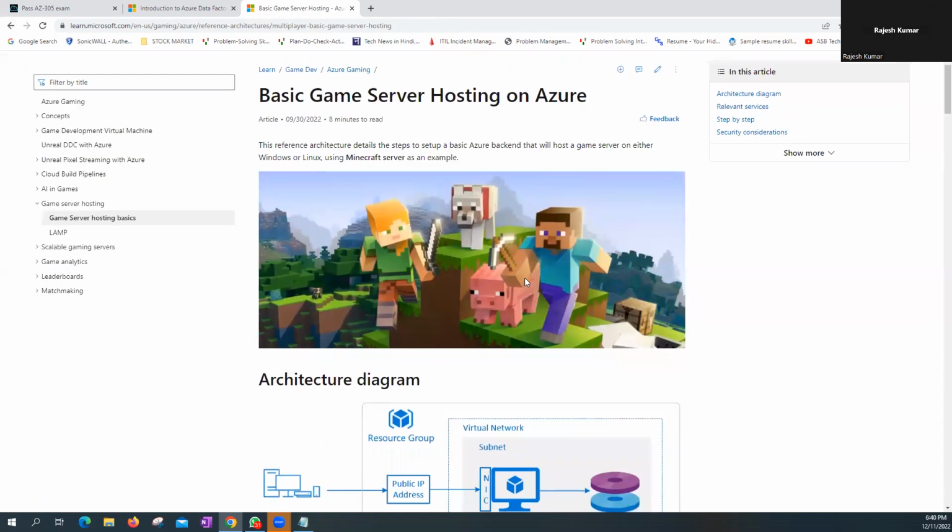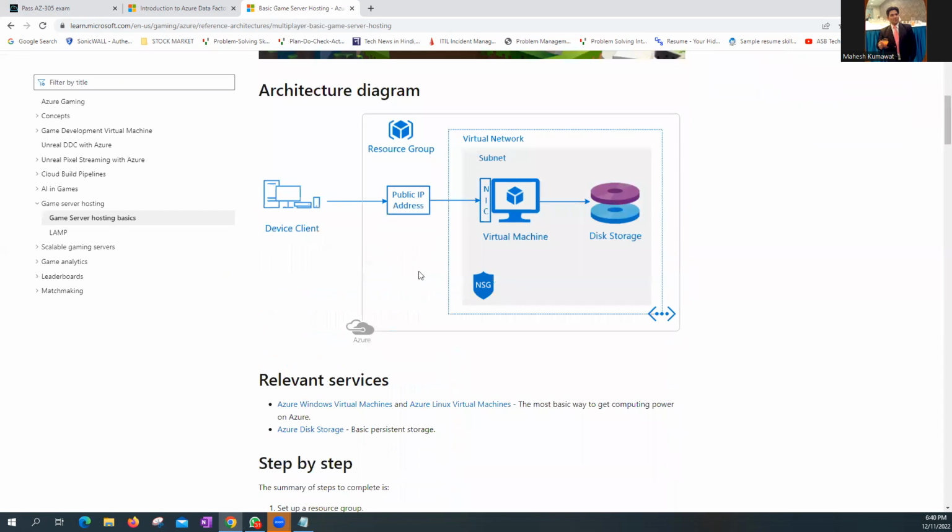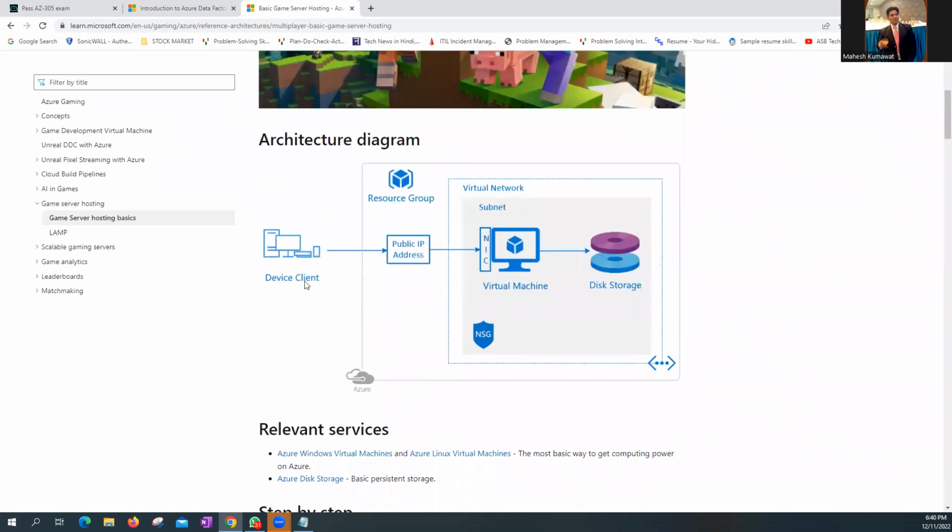So this is the gaming example. We have gaming industries, and you can see we have a device client. These are all the clients, like I'm the client for you. Your company is hosted in the US, okay? And I have sent a request to the company, right?